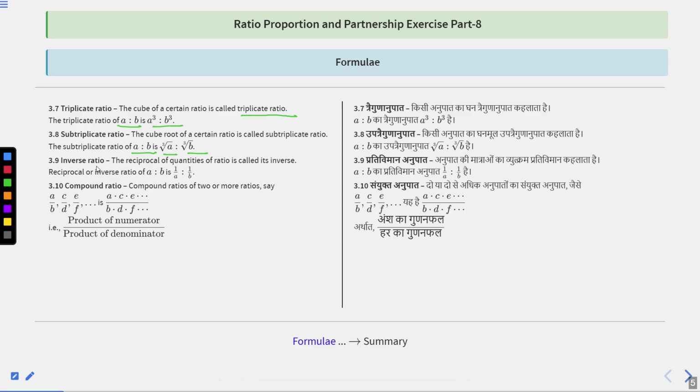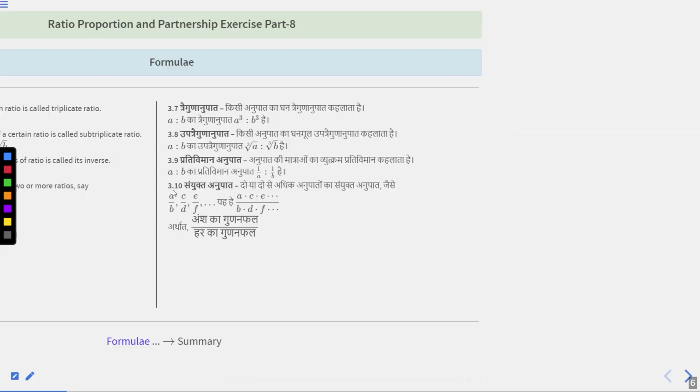What is an inverse ratio? The reciprocal of the quantities of a ratio is called its inverse. So if the ratio A:B is given, then 1/A : 1/B is called the inverse ratio. Compound ratio: the compound ratio of two or more ratios A/B, C/D, E/F and so on is the product of the numerators upon the product of the denominators.